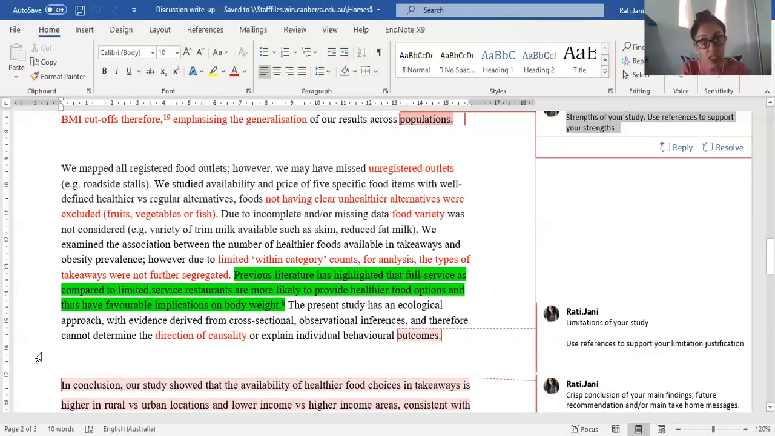If you try to justify your limitations like this, then your limitations become viable, meaning people then appreciate them. They understand, okay, it's not because she was lazy that she didn't do it, but she knows the importance of doing something like this based on previous evidence. She has references for it, but it was not in the scope of the study, which is totally fine. Does that make sense? Okay, so this is how you justify your limitations.